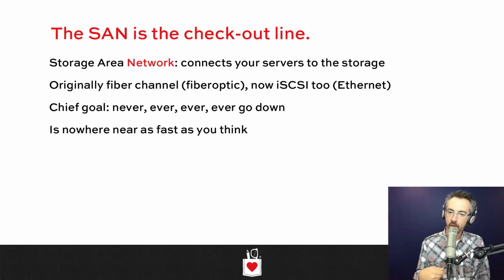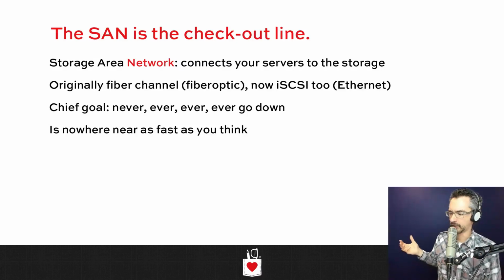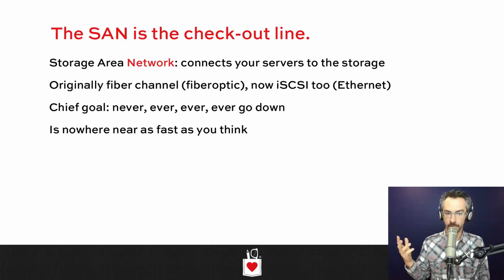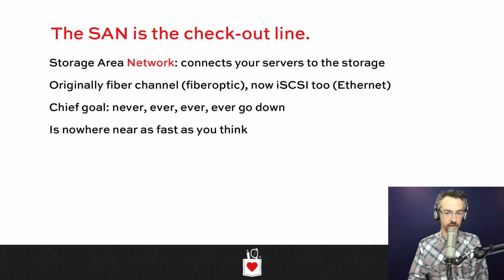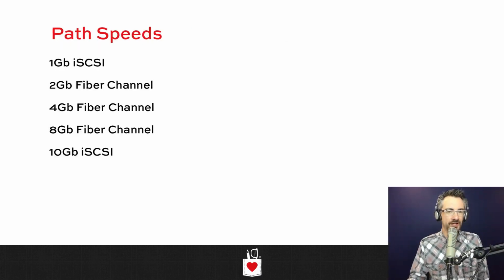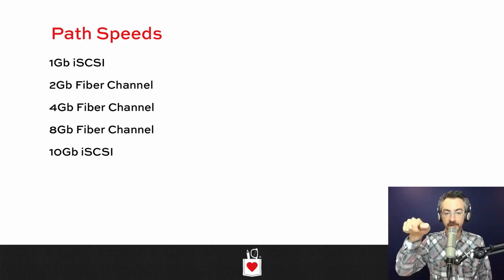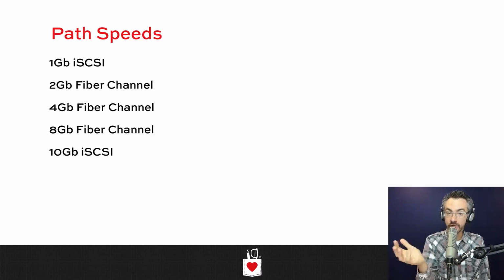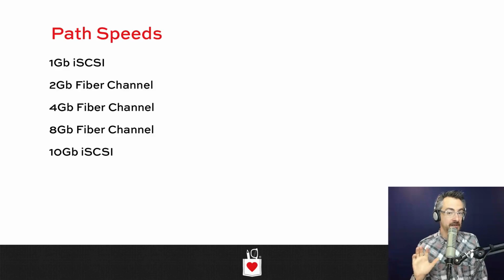I used to think before I was a SAN administrator, wow, these cables are fiber optic. They must be fast. Nothing's faster than light, right? Well, it comes down to what kind of signaling you do with light. For example, if I was flashing Morse code at you here, our communications would be extremely slow. Fiber channel, fiber optic, and even 10 gig iSCSI is not quite as fast as it looks.